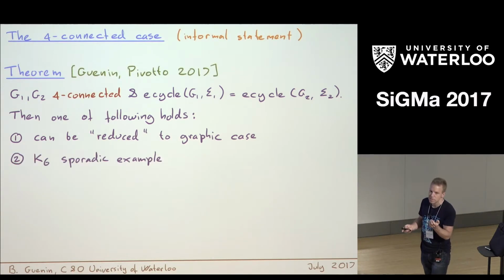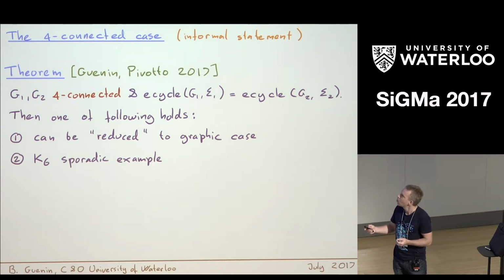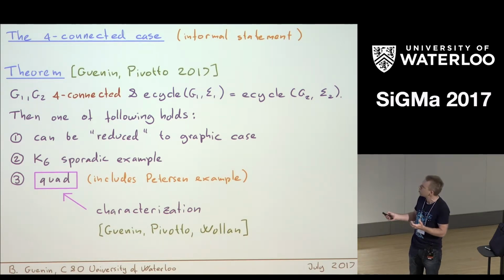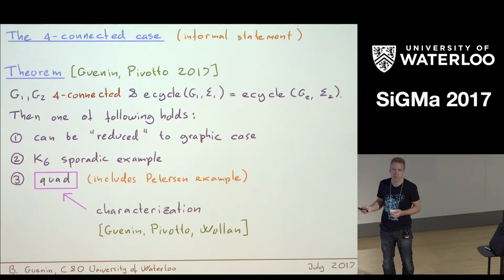The second case is, well, you have K6 and K6. G1 and G2 are both K6. So K6 was really a sporadic example. Or you have a construction which is fairly general, that includes that example with the Petersen graph. But that fairly general construction, we know exactly what's going on in there. In fact, this was part of a paper we had with Paul and Irene. So for the four-connected case, we know everything we want to know.